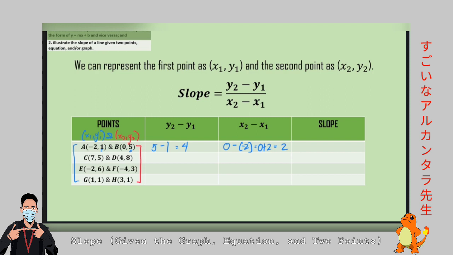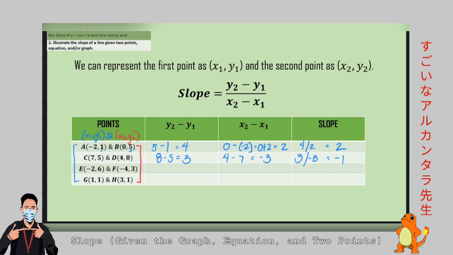So since we have the value for the numerator and denominator, we simply divide. 4 over 2 is equal to 2. Let's do it for the next one. We have 8 minus 5, that is equal to 3. And then we have 4 minus 7, that is equal to negative 3. So 3 divided by negative 3 is equal to negative 1.